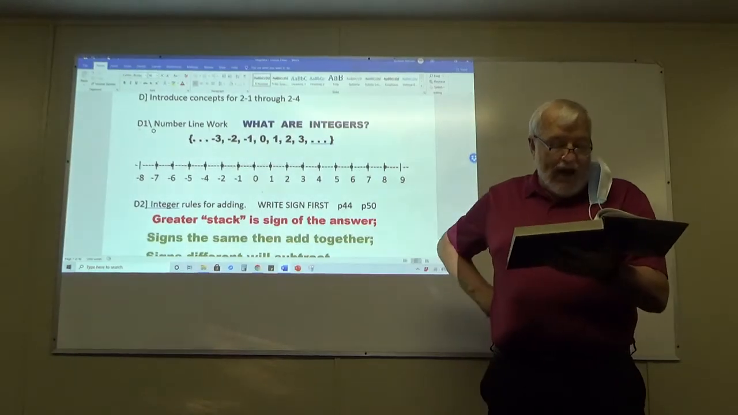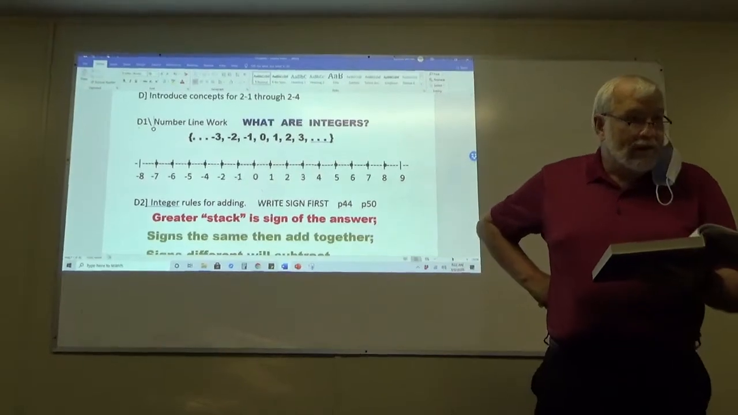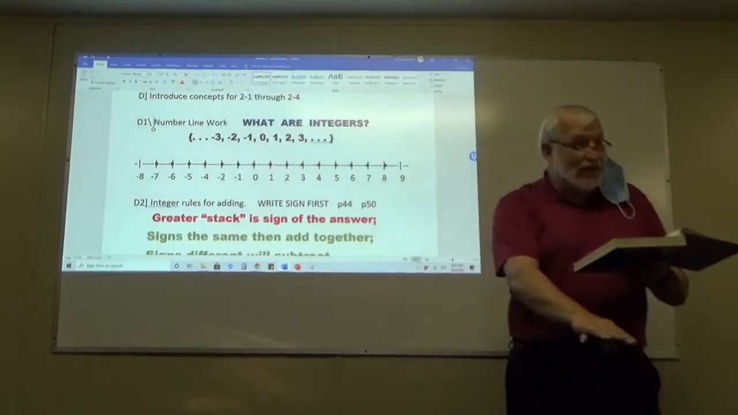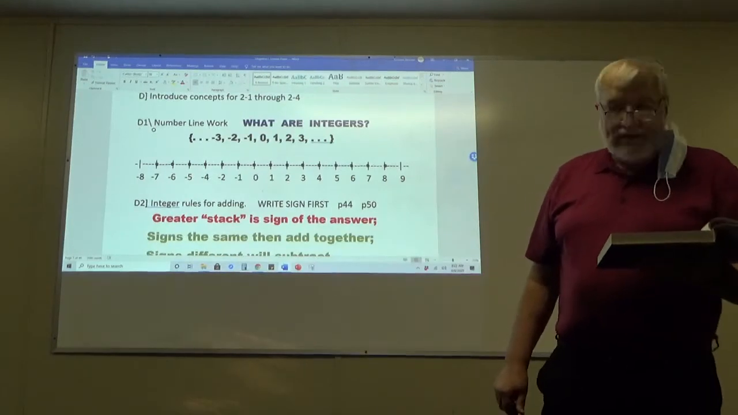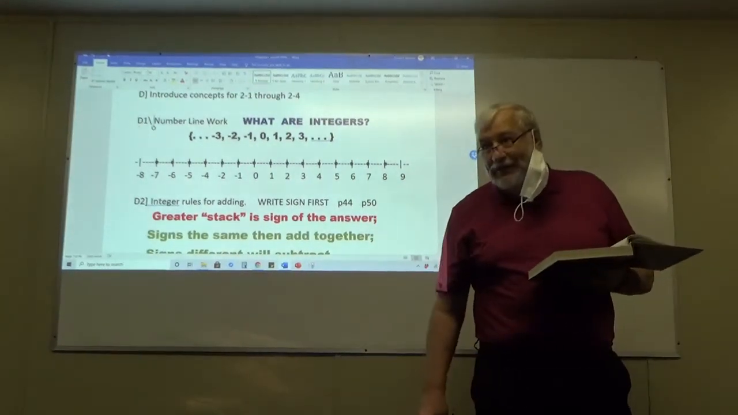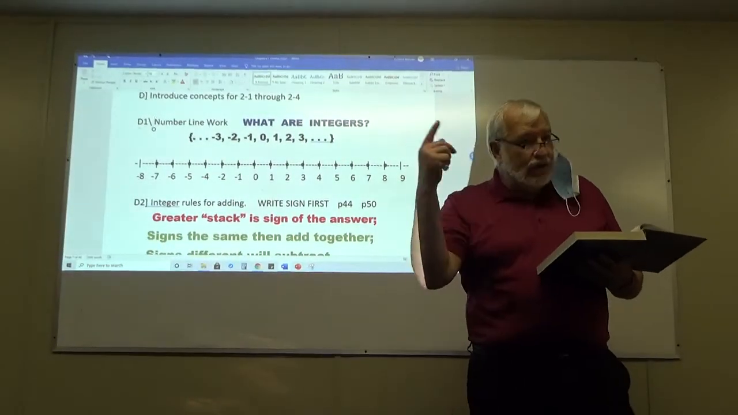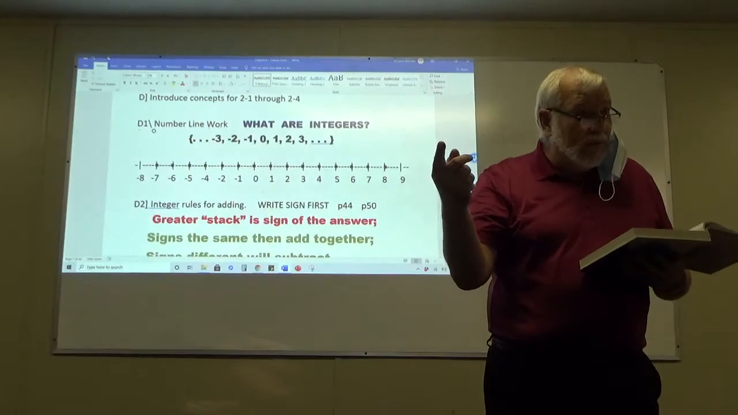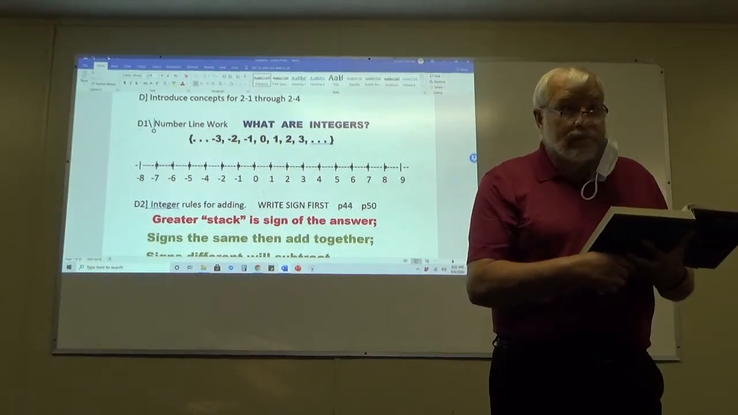All right, number 5, what's the sign? Negative. Why? Because you got 5 versus 2. Number 6. Negative, why? Because you have 10 versus 9. Isn't that simple? So if the signs are different, you're going to use the sign of the bigger number, and then you're going to subtract the two numbers to get the answer.